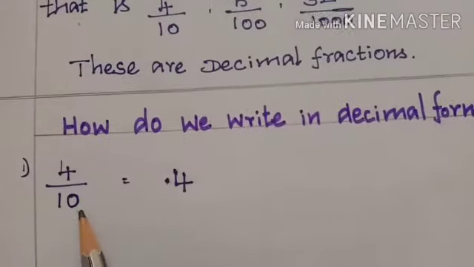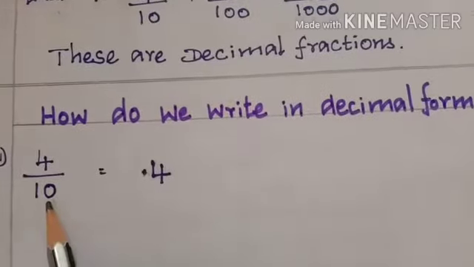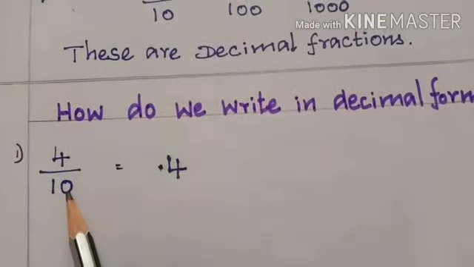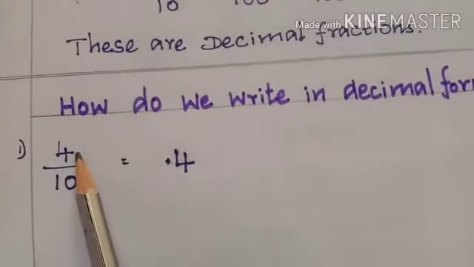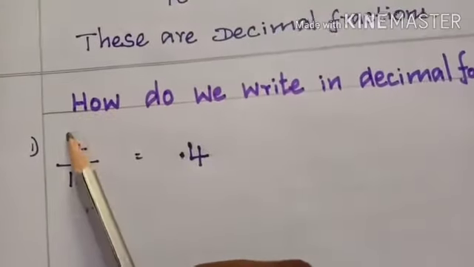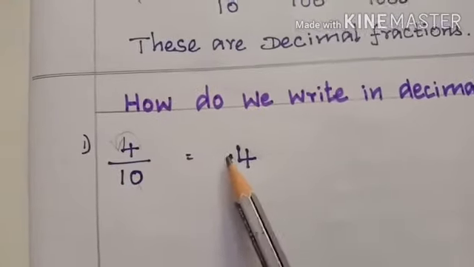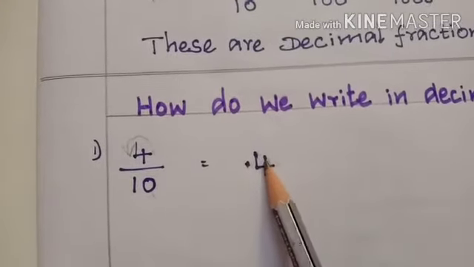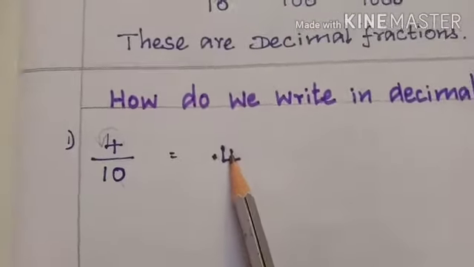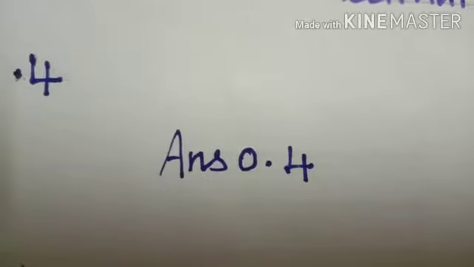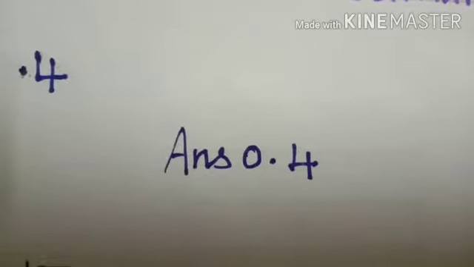Let us learn how we write in decimal form. Here 4 by 10. How many zeros in the denominator? Yes, only 1. So we have to take one decimal place from right to left and put the decimal point where the arrow ends. So we write 0.4. 4 by 10 is equal to 0.4.